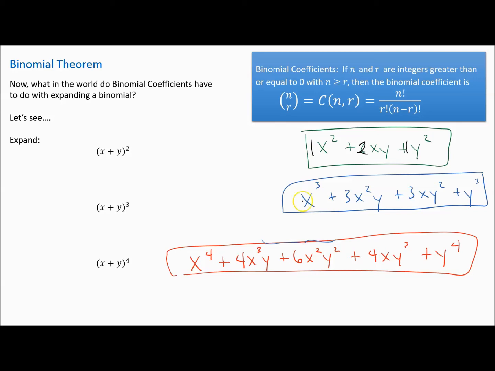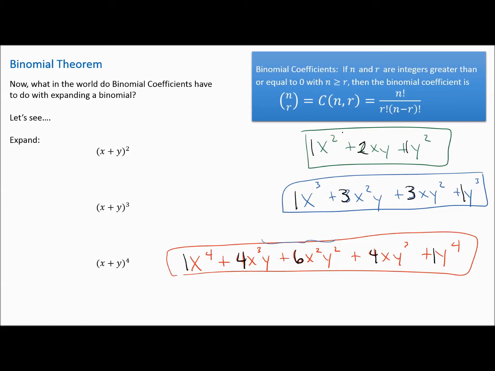For your x to the third, the coefficient of x to the third is 1. The coefficient of 3x squared y is 3. There's another 3 coefficient, and then a 1. And then finally for my x plus y to the fourth, I've got a 1, a 4, a 6, a 4, and a 1. Now that's what we mean by binomial coefficients. Now what does this weird formula have to do with that?